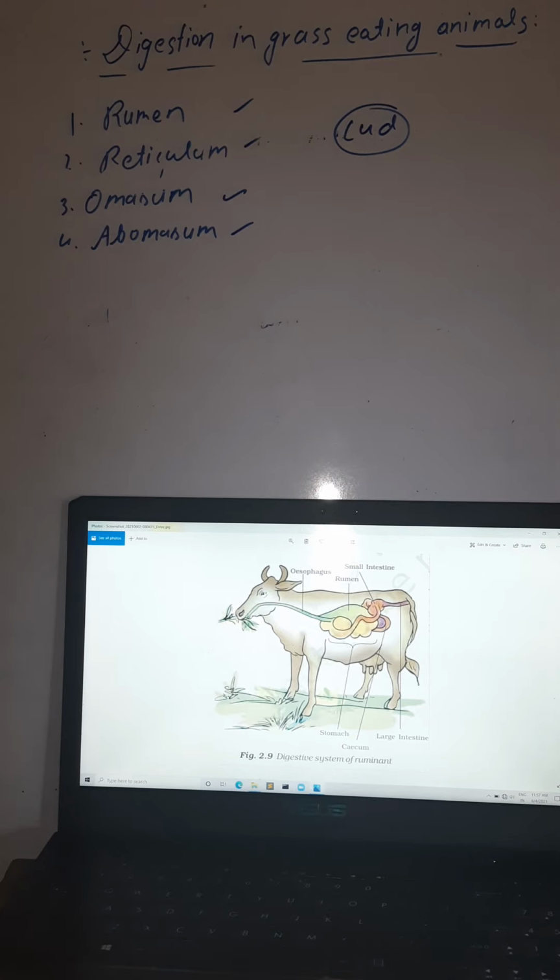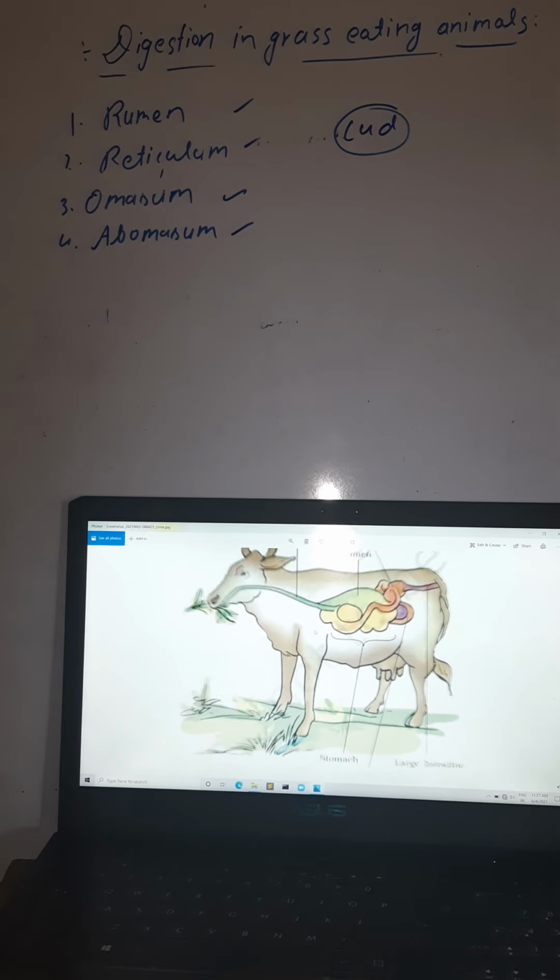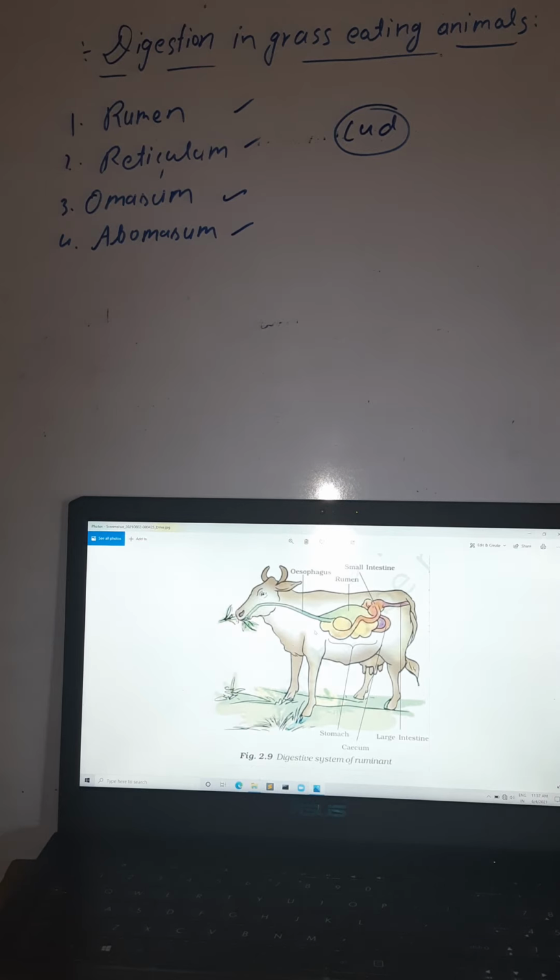Here you can also see the figure. This is the cow, and this is the rumen part you can see here. You have to make this figure in your notebook too.